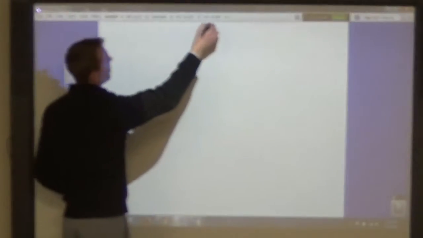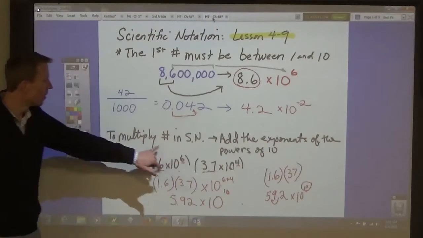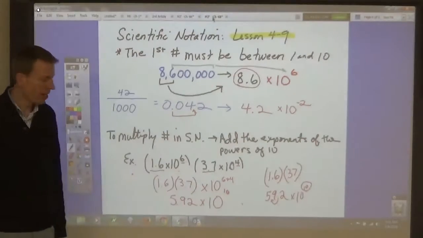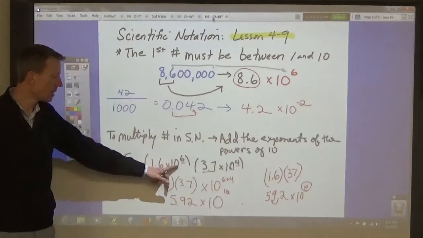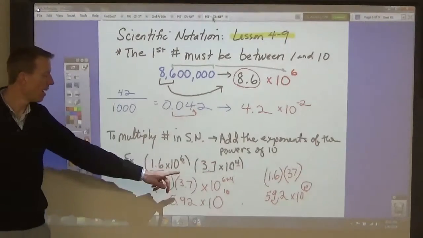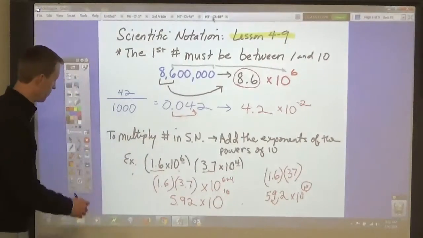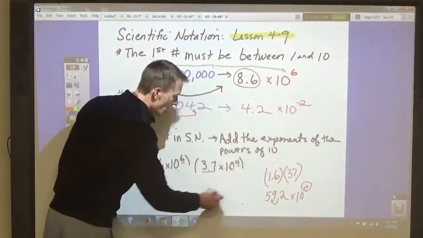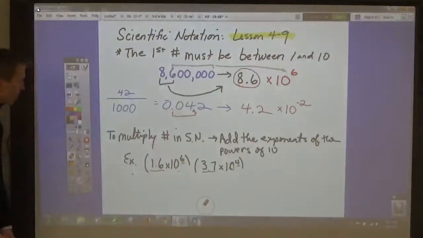All right, let's go to your assignment. Oh, wait, one more thing. To multiply numbers in scientific notation. Okay? So what if you had 1.6 times 10 to the 6th power times 3.7 times 10 to the 4th power? You can use math to do this. Okay? You can use the concepts that we've used.